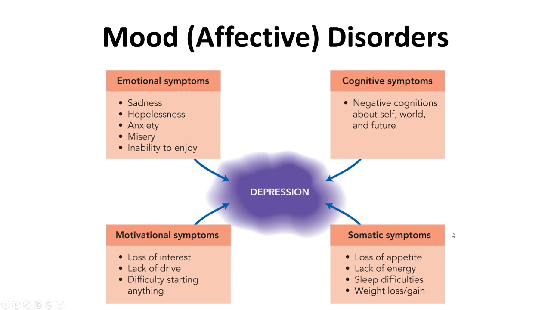And in terms of somatic symptoms, these are sort of physical things that you start experiencing, things like loss of appetite, a lack of energy, having difficulty sleeping, and losing or gaining weight. These are all involved in your somatic nervous system, where your body's basically not functioning the way it should because of depression.